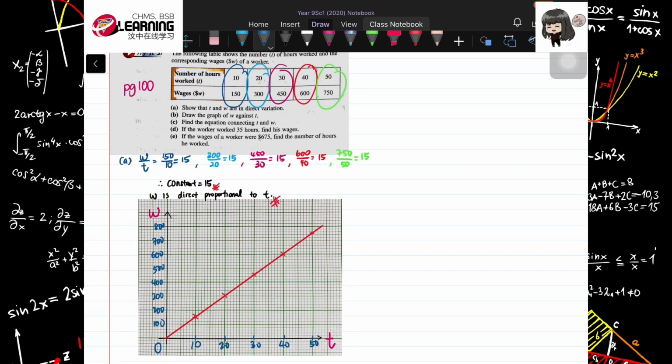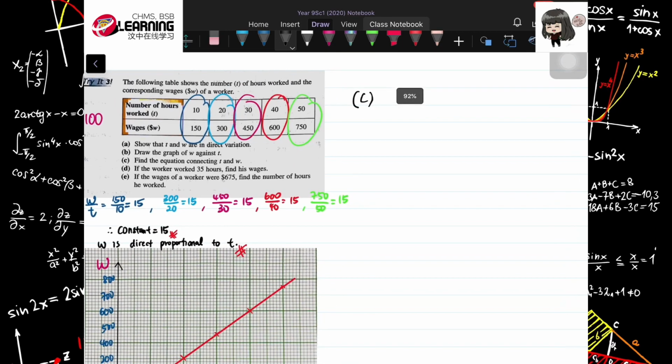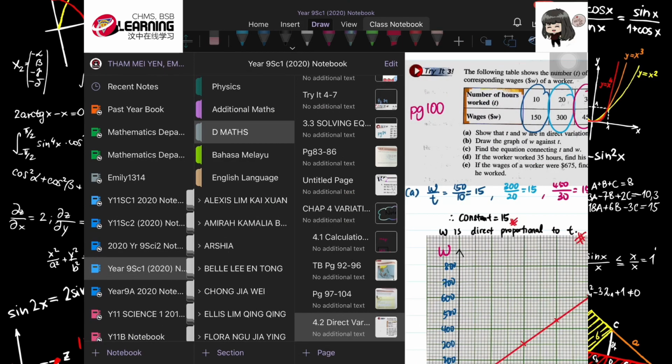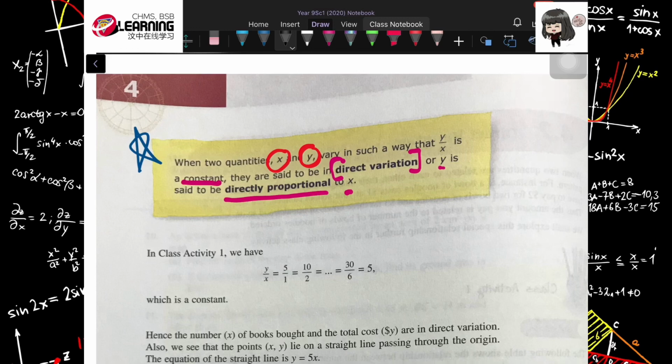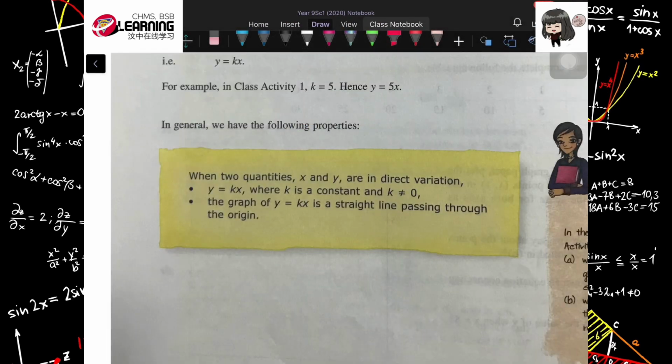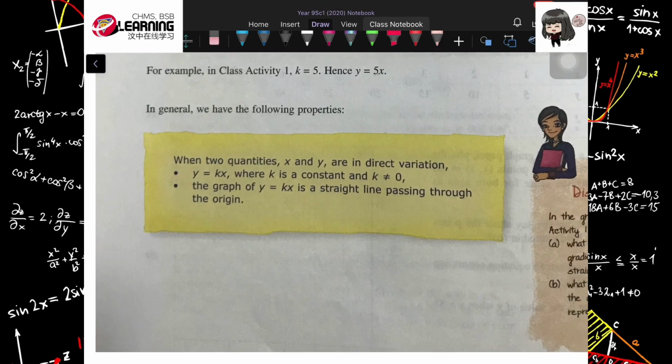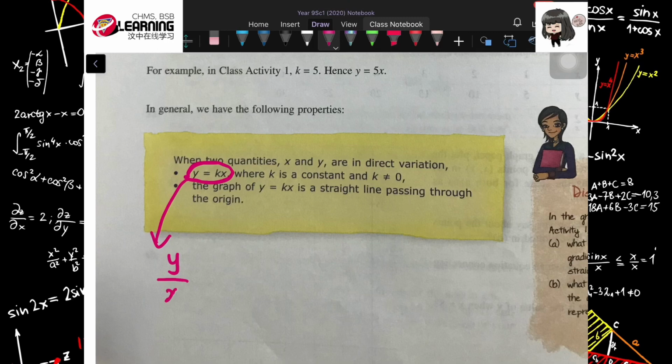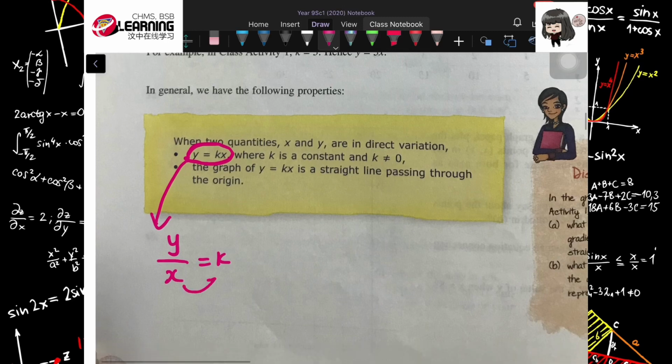So we can continue to question C. Find the equation connecting T and W. Okay, one more thing I want you to know is that, from the textbook here, Y over X is a constant, correct? When two quantities, X and Y, are in direct variation, Y equals KX. This Y equals KX comes from here: Y divided by X is equal to the constant K. When you move the X to the other side, it's Y equals K times X. It's the same thing: Y equals KX is the same as Y over X equals K.